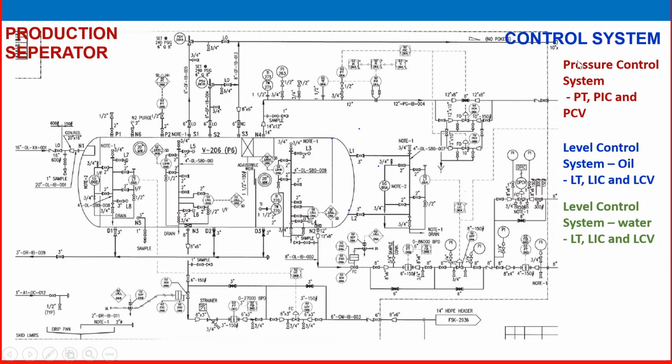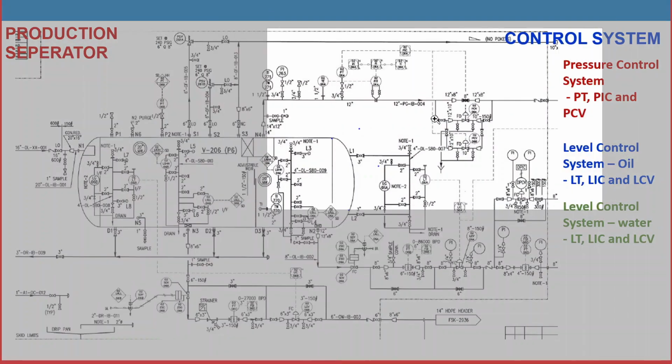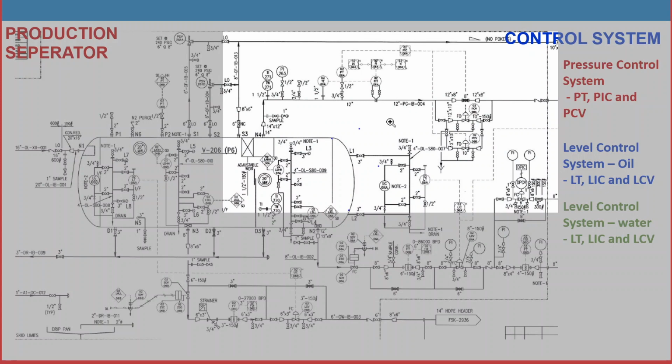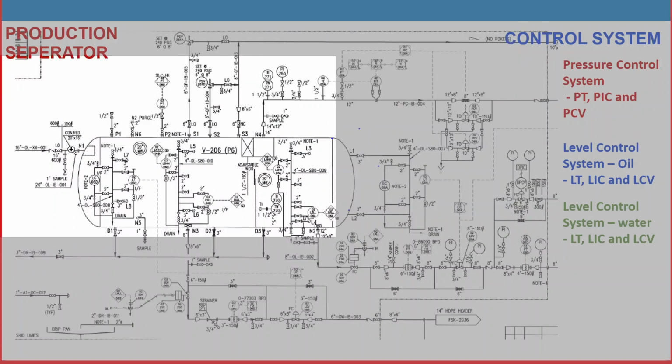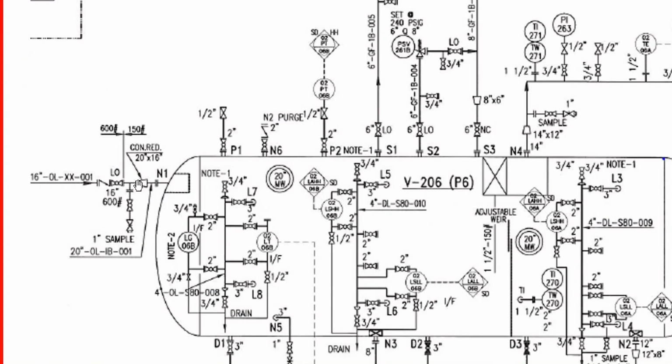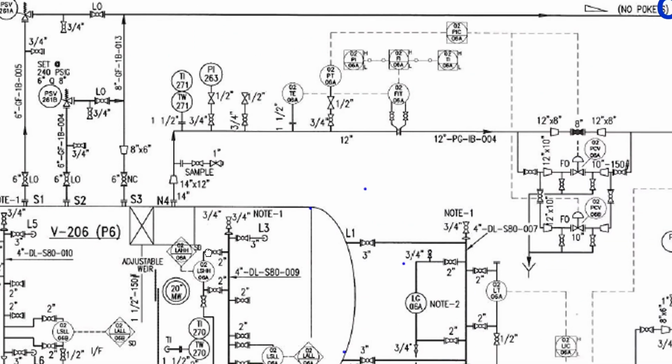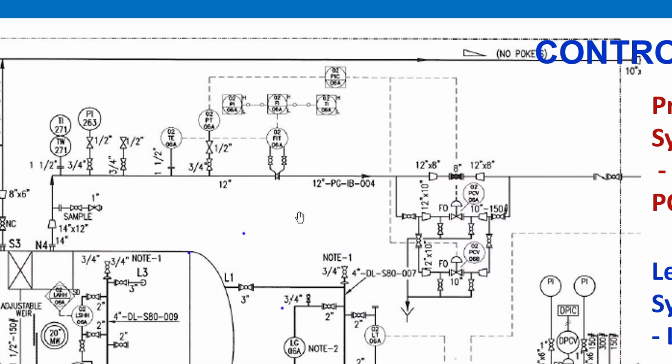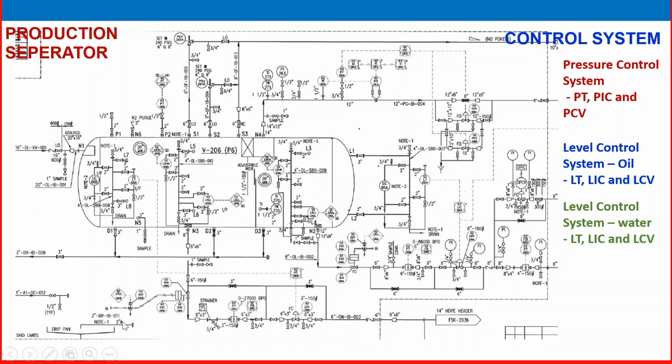Let us go to the pressure control system, where it is and how it is read. So let us look at that. This is the separator. Definitely you can see the inlet line. This is another type of separator. For better reading, I just changed the separator picture.